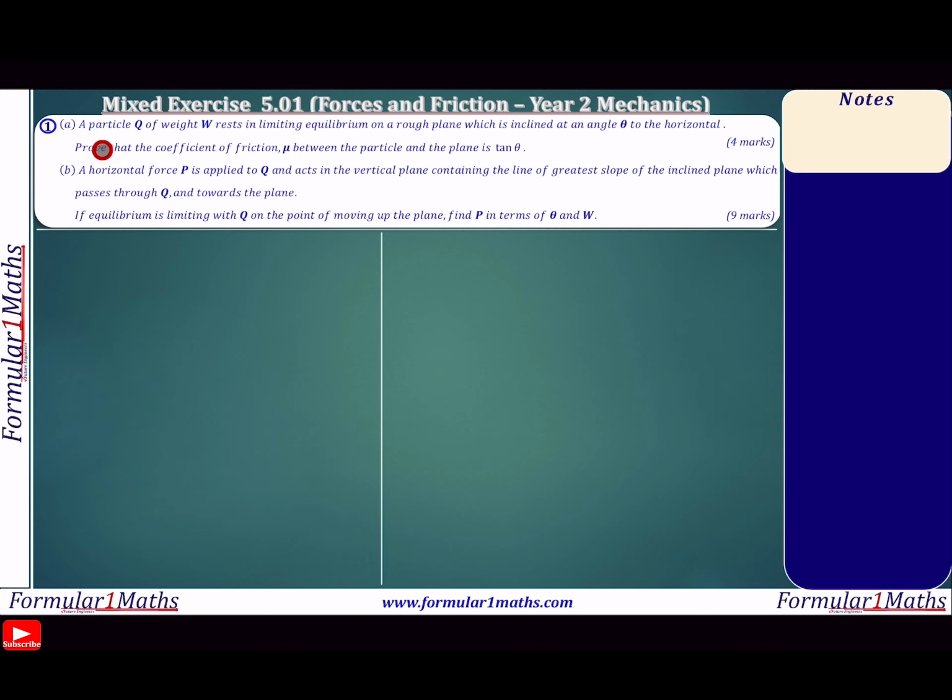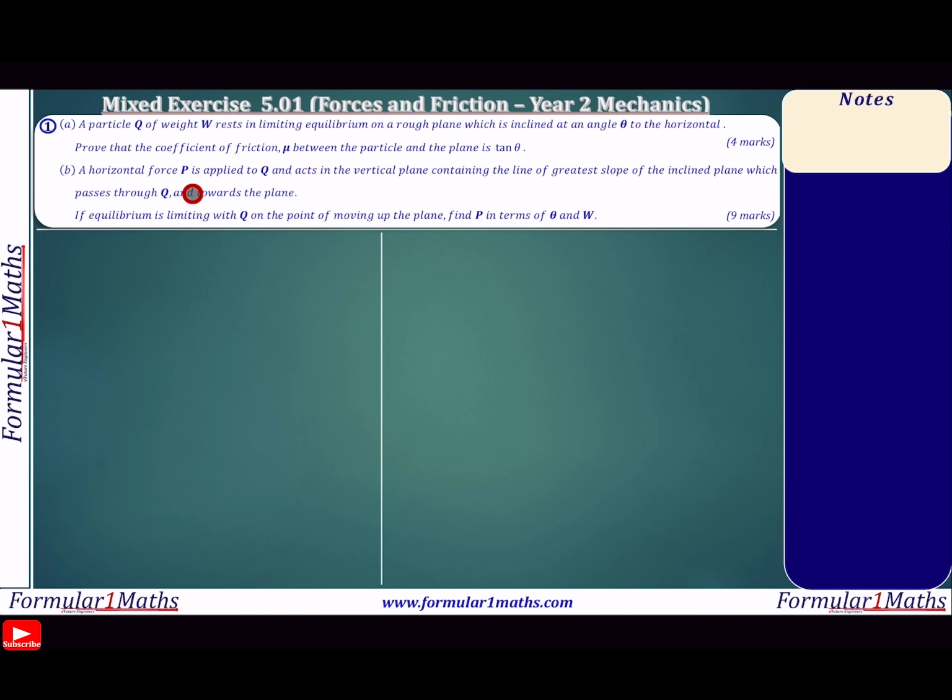Question 1. A particle Q of weight W rests in limiting equilibrium on a rough plane which is inclined at an angle theta to the horizontal. A: Prove that the coefficient of friction mu between the particle and the plane is tan theta.